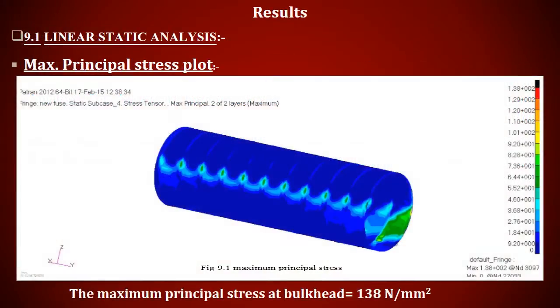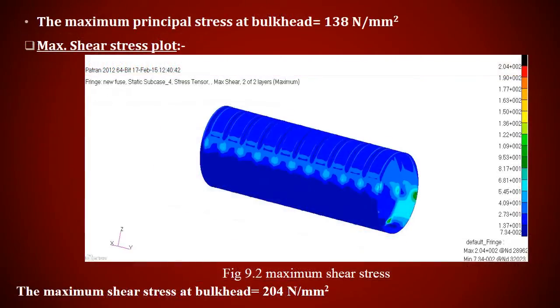So this is the linear static analysis, the maximum principal stress analysis. In this diagram you can easily determine that the maximum principal stress at the bulkhead is 138 Newton per mm square. For maximum shear stress, you can easily find where the maximum stress value is and where the minimum stress value is. The maximum stress value at the bulkhead is 204 Newton per mm square.